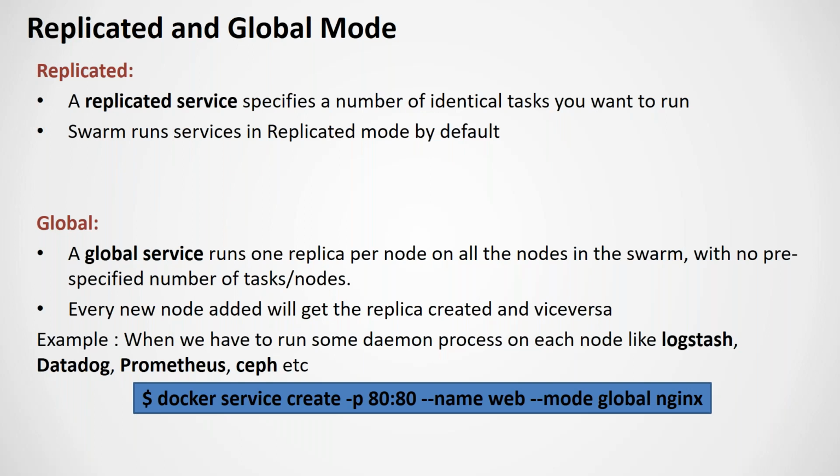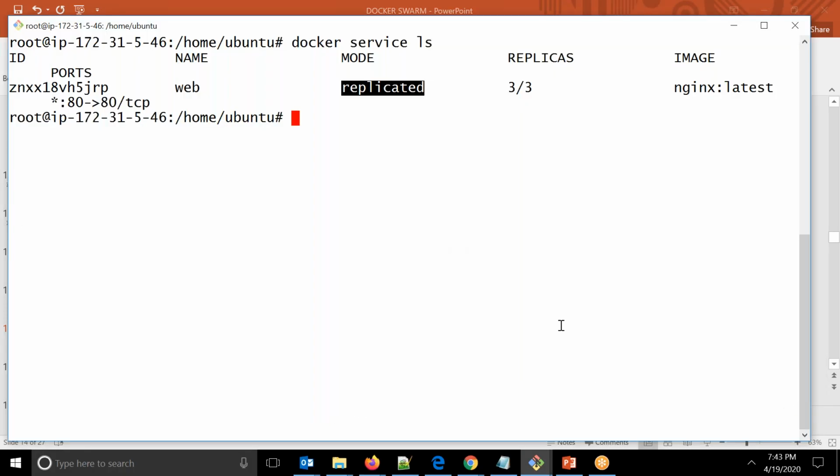So think of a regular deployment: if you want to test your application for development or QA or other work, you will not be using the global mode. But for operation work other than your product or application, where you need to install some kind of agent which should be available on every machine, then you can think of using the global mode. Okay, so to show you, let me delete it.